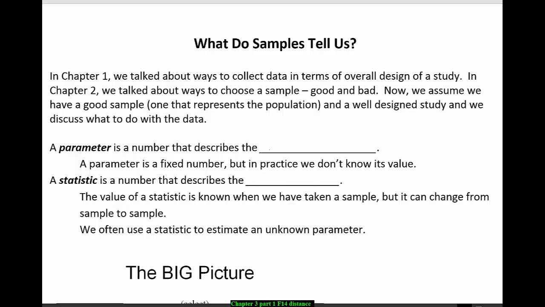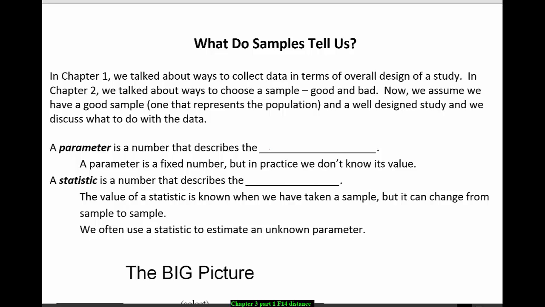In Chapter 1, we talked about ways to collect data, and in Chapter 2, we talked about how to take good and bad samples, good sampling methods and bad sampling methods. In Chapter 3, called What Do Samples Tell Us?, we're going to finally start thinking about what we do with the data once we get it.